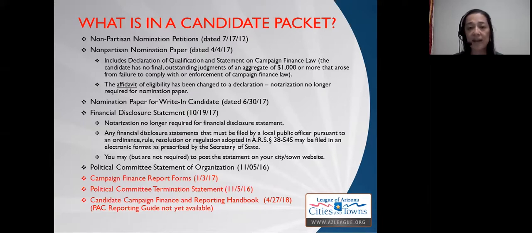That statement has changed in the past couple years, so it's a little bit smaller than what it used to say, and it really just has to do with having no outstanding judgments of $1,000 or more. The other part of that that's important is to know that you no longer have to have that form notarized. They can essentially just sign it. It's just a declaration now on the nomination paper.